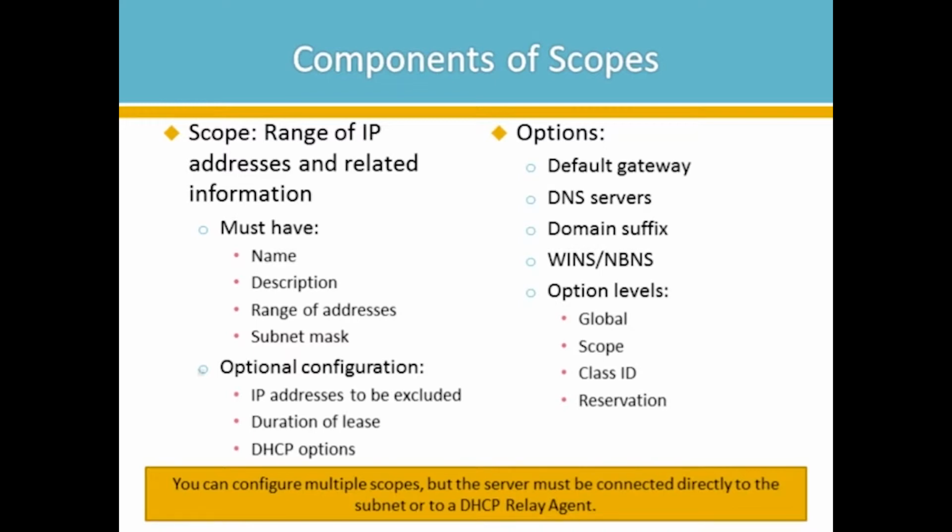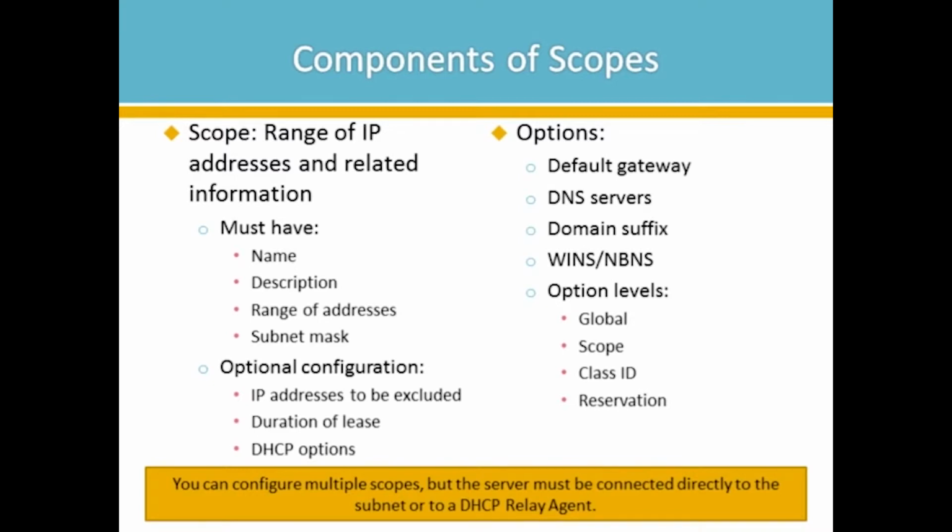With scopes, we can decide the options, but options also have different levels. An option can be global to all scopes. They could be at the scope level. We can create a class ID level, which could be hardware or software defined, or it could be at the reservation level. If I reserve an IP address and configuration for a client, then that reservation can have its own options, its own default gateway, its own DNS servers. So we can create those options at many different levels. The default and most common level, of course, is at the scope.